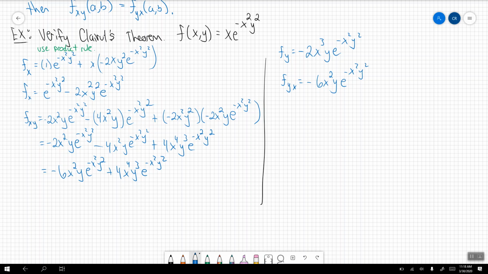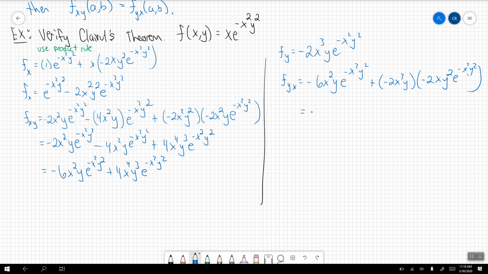All right, kind of looks promising. I kind of see that first term over here. That's good. Now plus the first function, which was negative 2x cubed y, multiplied by the derivative of the second function, and the derivative of the second function with respect to x will give us negative 2x y squared e to the negative x squared y squared.